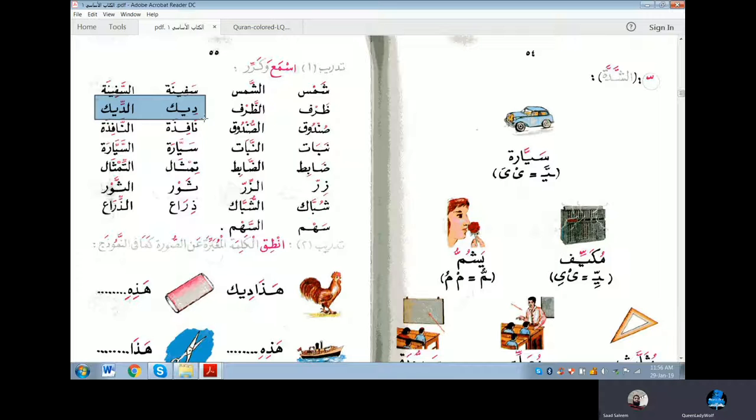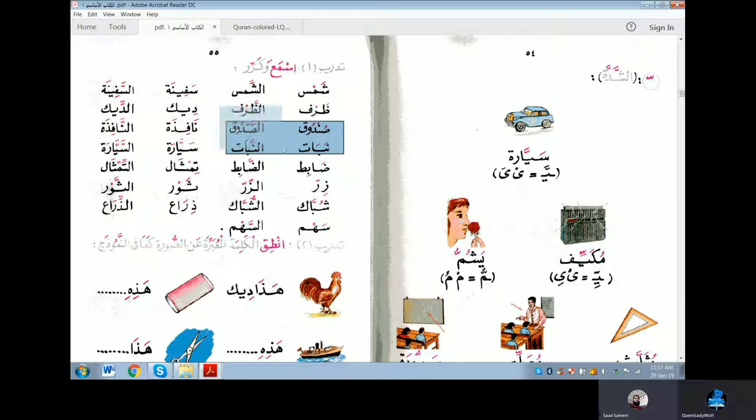Dikun is a rooster, and Addikun is the rooster.